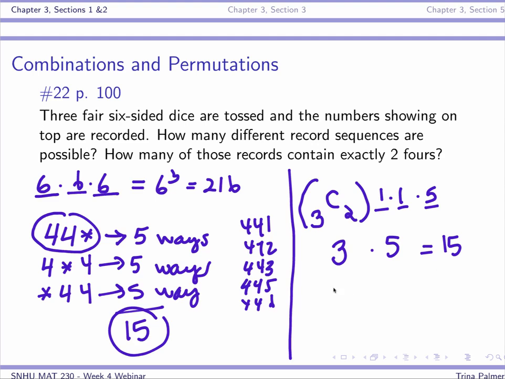So either way works. I don't know why, but the first way makes more sense to me, but that doesn't mean it makes more sense to everyone. Alright, any questions on that one? That's often harder.